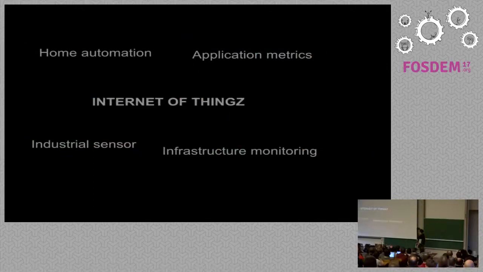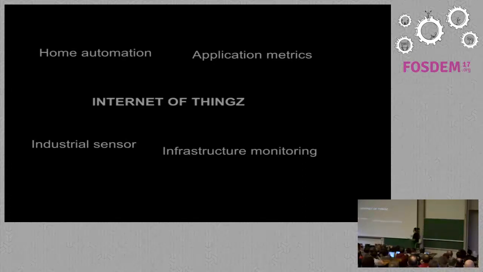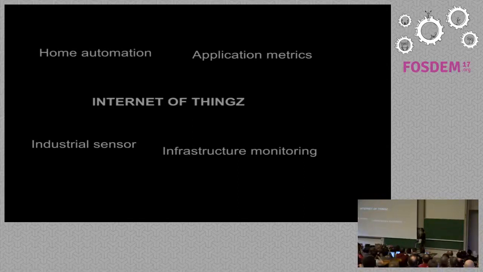The most common use cases for Grafana are visualizing metrics in home automation, application metrics, as in what the users are doing, not what the servers are doing, Internet of Things, industrial sensors, and also infrastructure monitoring. The intention of Grafana was not infrastructure monitoring, but that's the most common use case by far.